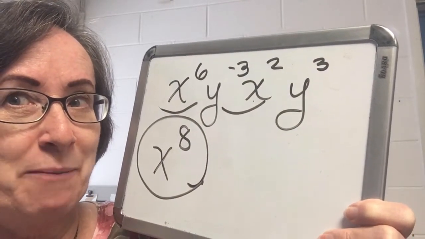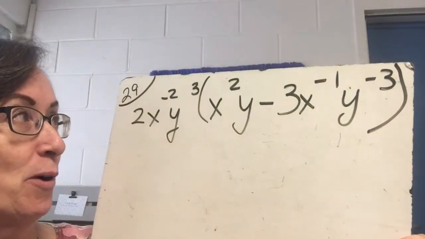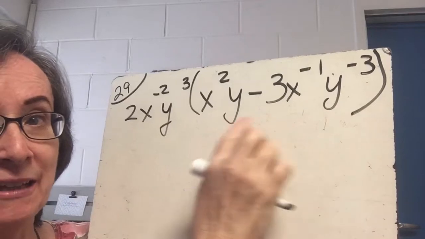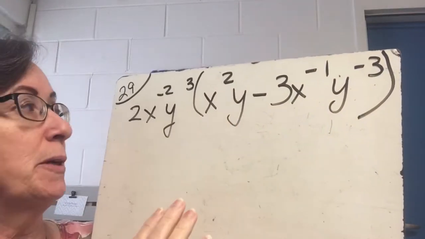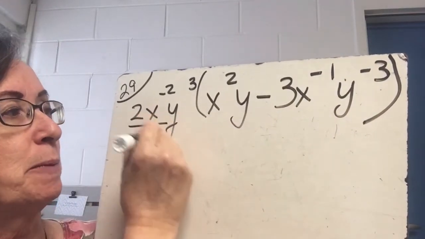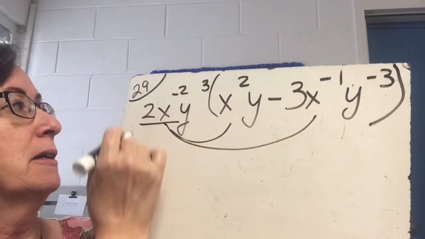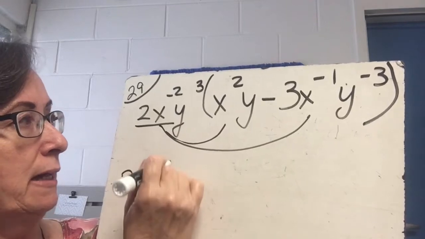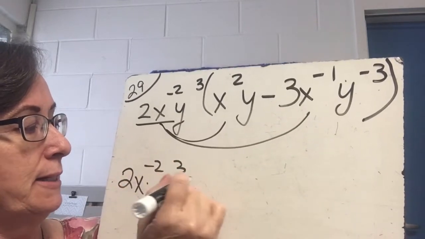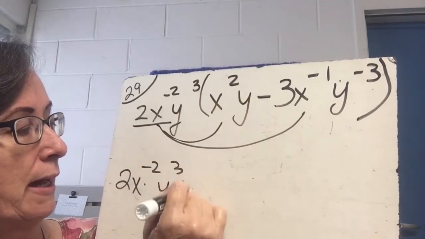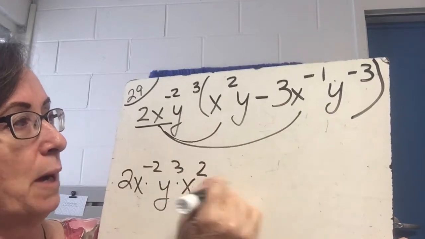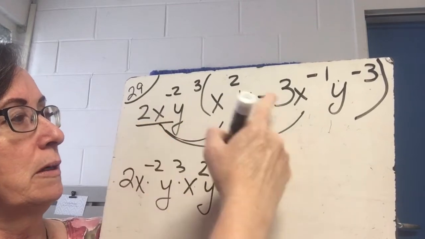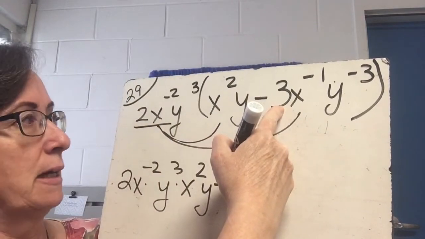I think we have one more problem. Last problem. So again, we cannot do what's inside the parentheses, so we must distribute. We're going to take this and multiply it here and here. So we have 2x -2y cubed. All of this is times x squared y minus, we just bring the sign down, 2 times a -3 is a -6.